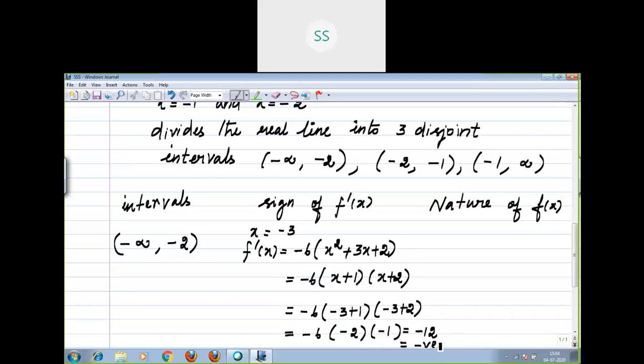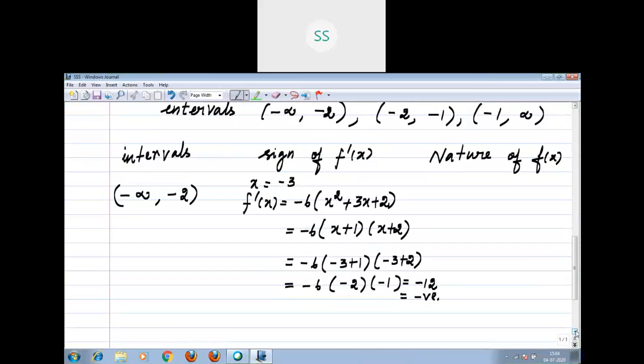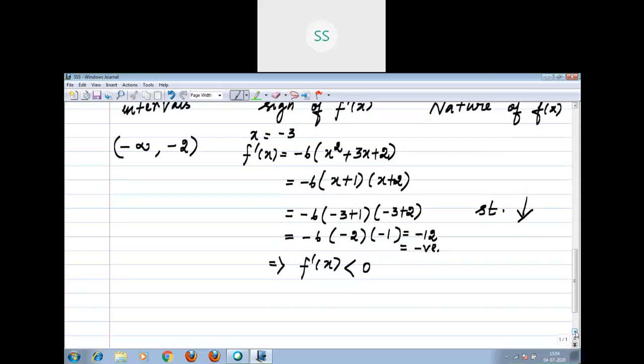Negative means, how do we represent it in symbols? F dash of x less than 0. Once you arrive that the derivative is less than 0, what is the function? The function is strictly decreasing. Now we'll pass on to the next interval. What is that next interval?